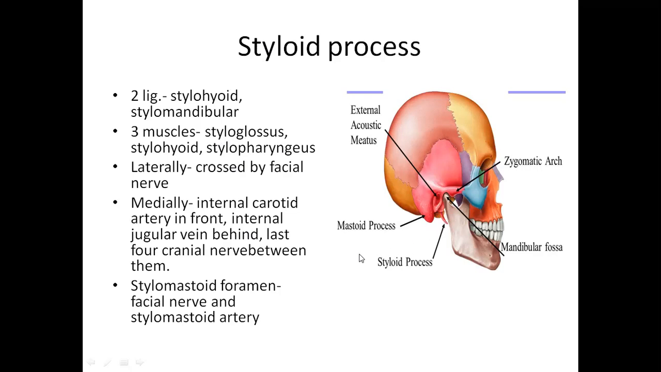Then there is a hole between the styloid and mastoid process. This last point is also important. That is the stylomastoid foramen, where the seventh cranial nerve, the facial nerve, comes out, and there is also one artery coming out, called the stylomastoid artery.